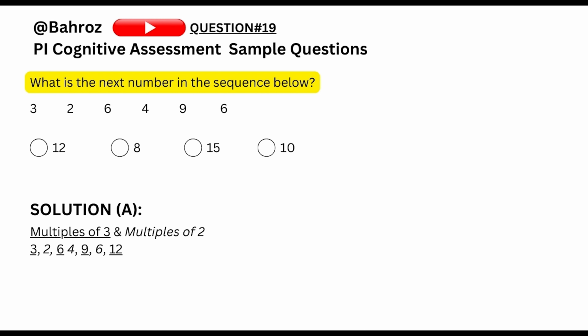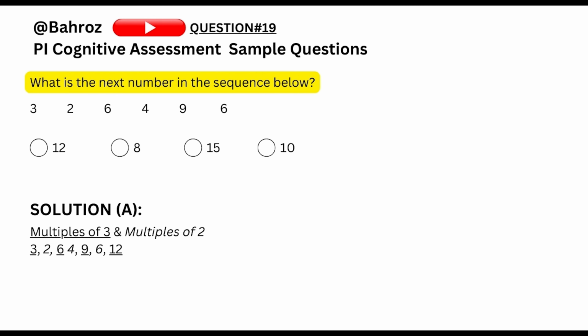Question 19. What is the next number in the sequence? 3, 2, 6, 4, 9, 6. Here, if you see, there is no addition and subtraction going on. Rather, there are multiples that we see here of 3 and 2. So 3, 6, 9 is multiple of 3 and 2, 4, 6 is multiple of 2. So first number is multiple of 3, then second number is multiple of 2, then third number is multiple of 3 and so on and so forth.